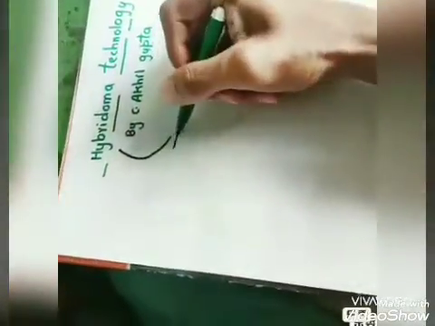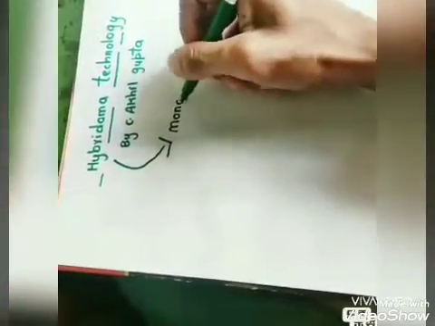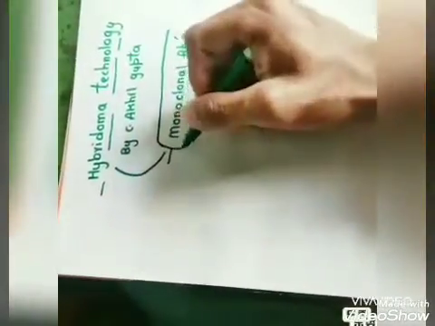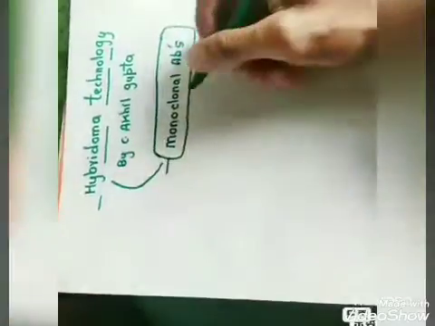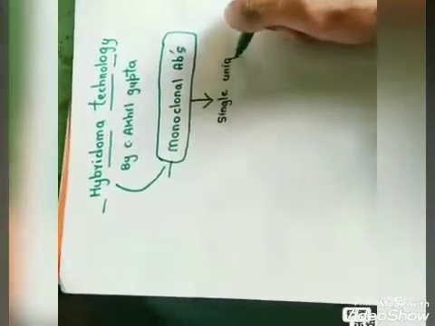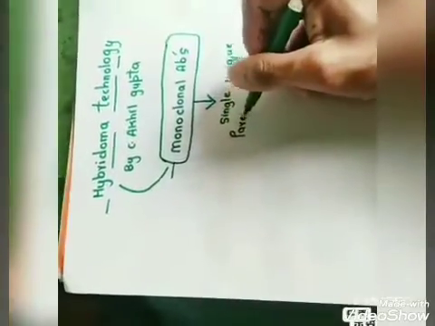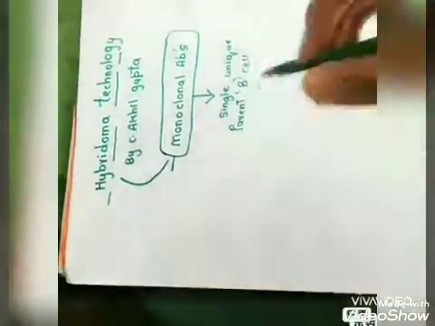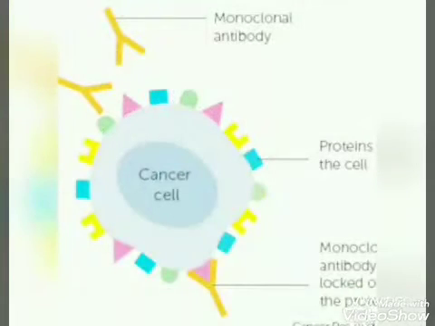We create monoclonal antibodies. Now, what are monoclonal antibodies? The antibodies which are produced by a single specific unique parent B cell are called monoclonal antibodies. Monoclonal antibodies will attach only to a single antigen.